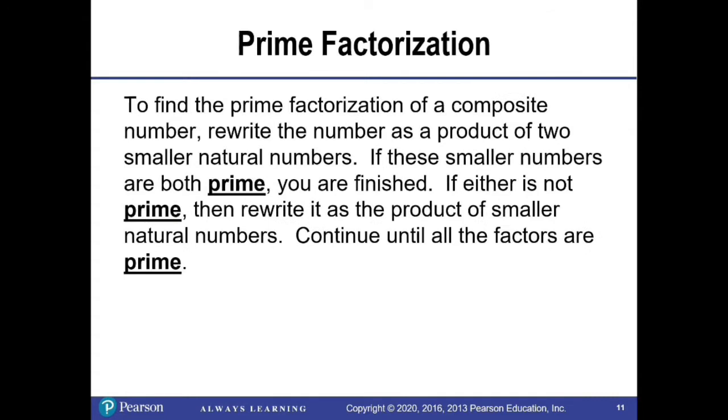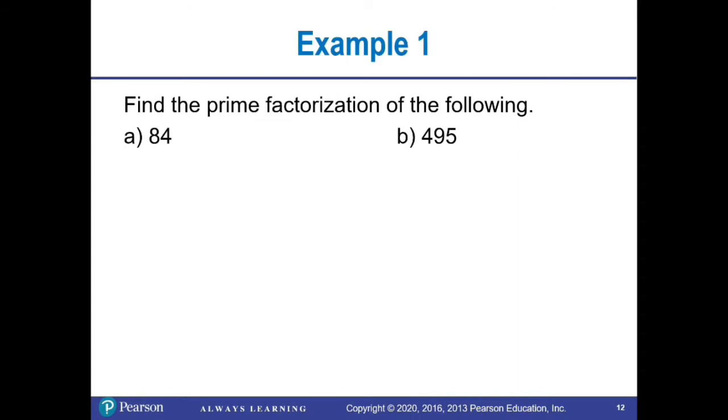So here's how we find the prime factorization of a composite number. We rewrite the composite number as a product of 2 smaller natural numbers. Now, if both of these numbers are prime, then you're finished. If not, we rewrite the composite number as a product of 2 smaller natural numbers. And we continue this process until all the factors are prime. So let's look at an example. Let's suppose we want to find the prime factorization of 84.